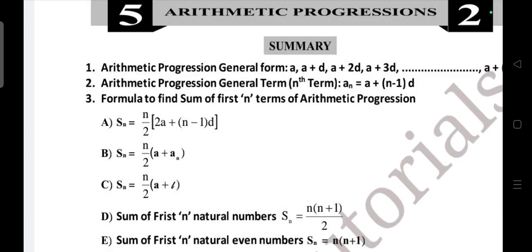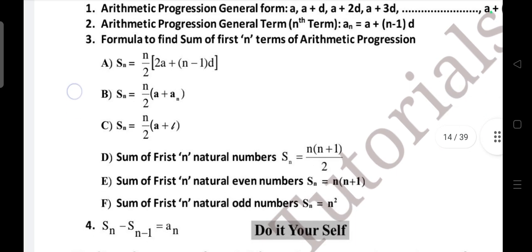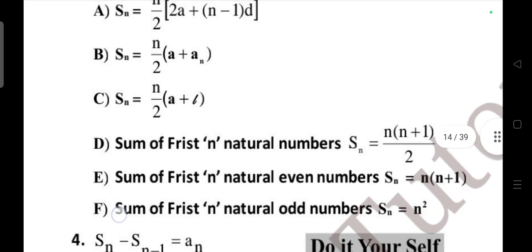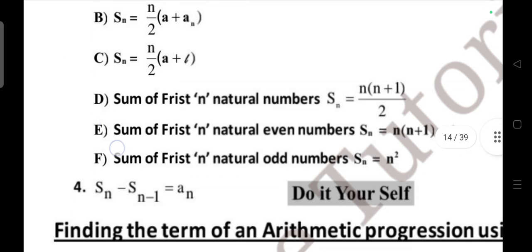So if the general term of the arithmetic progression, then it should be an is equal to a plus n minus 1 into d. Then the formula to find the Sn: Sn is equal to n by 2 into 2a plus n minus 1 into d. If they give the first term and last term, this is the formula. So let's get started.